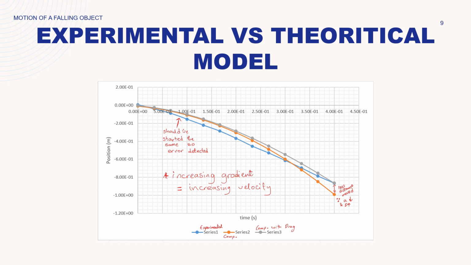Now, if you look at the end of the graph, there's a difference in the distance moved, and that was expected because drag was acting on the scrunched up paper, causing the distance moved by the paper to be less.